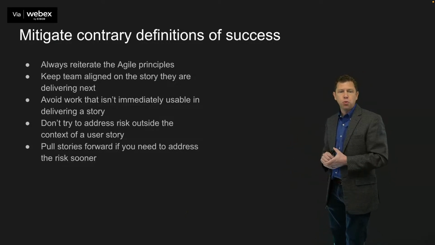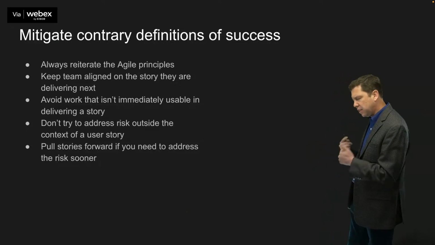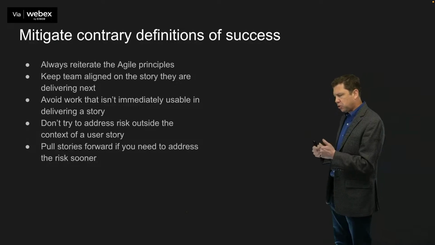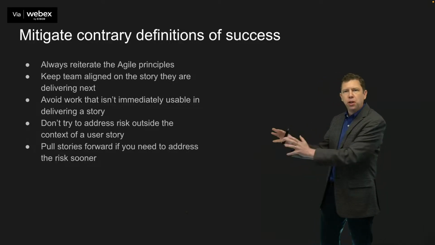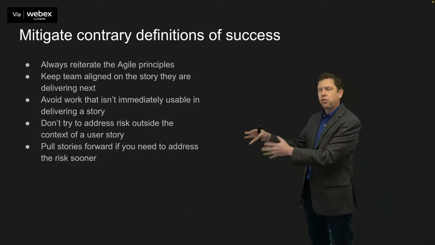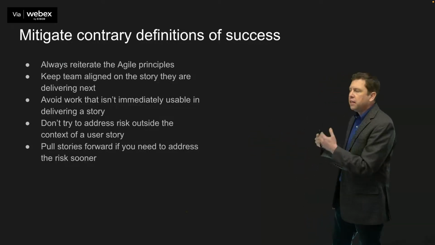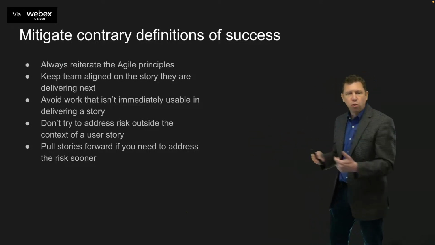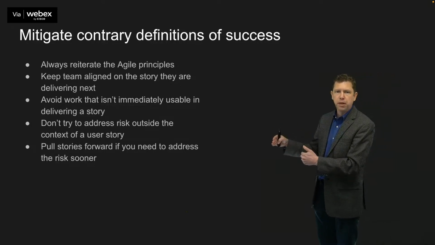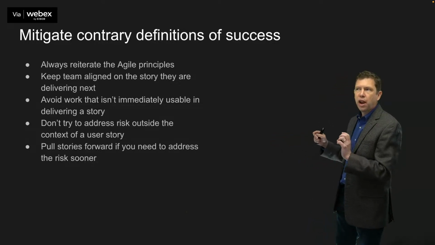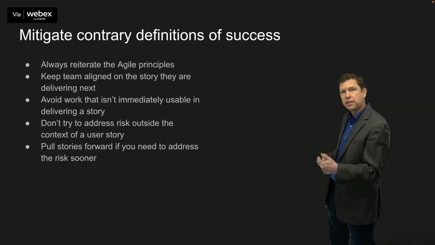Don't try to address risk outside of the context of a user story. This is something that's very easy to do, to get in a position where you say, hey, we're going to need to integrate with this technology down the road, so we're going to go build a proof of concept to integrate with that technology so we'll have the experience by the time we get there. Instead, what you should do is pull the stories forward if you need to address the risk sooner. If you want to address the risk of integrating with a piece of technology, instead of trying to get so far ahead with it, pull a story, the smallest thing you can possibly, to address that risk now.